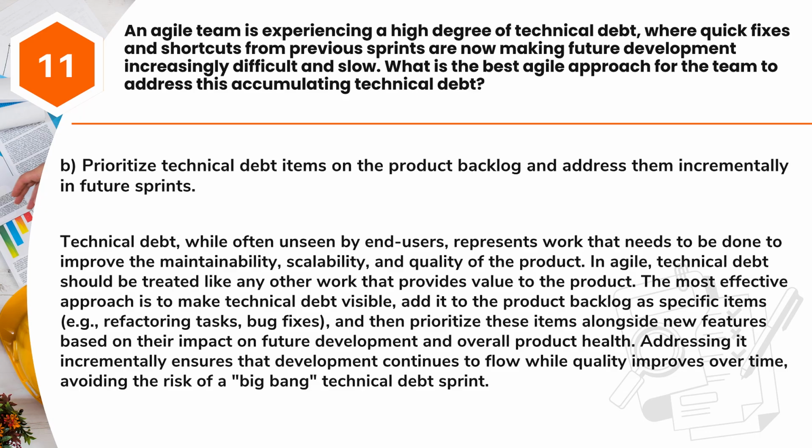The most effective approach is to make technical debt visible, add it to the product backlog as specific items, e.g., refactoring tasks, bug fixes, and then prioritize these items alongside new features based on their impact on future development and overall product health. Addressing it incrementally ensures that development continues to flow while quality improves over time, avoiding the risk of a big bang technical debt sprint.